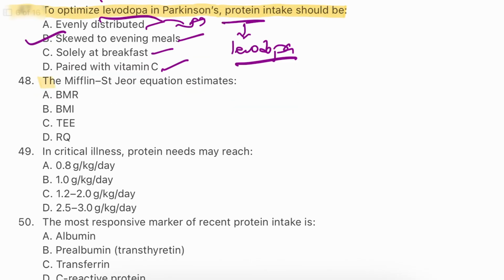Question number 48. Mifflin-St Jeor equation estimates BMR, BMI, TE, RQ. The answer is A. BMR. Mifflin-St Jeor equation is used to find BMR.